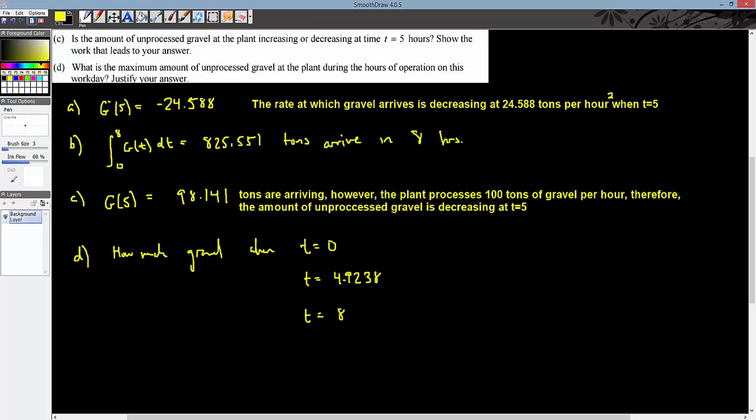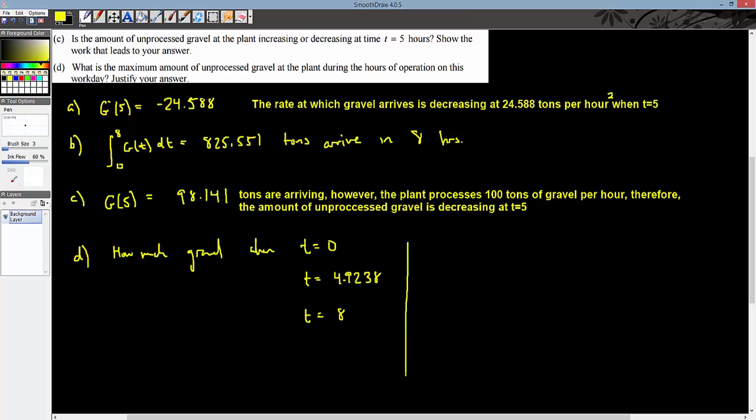So let me just go and explain these real quick. Time equals 0 is when the shop first opens. How much gravel is present, or how much unprocessed gravel is present. About almost a little less than 5 hours into the plant's operation, how much gravel is present, and then at 8 hours, right as soon as the plant is about to close down, how much gravel is present.